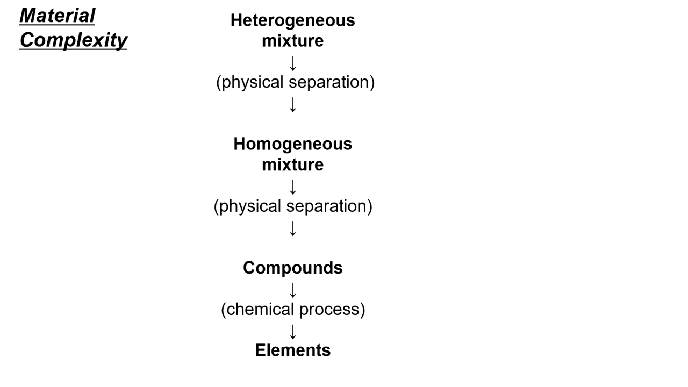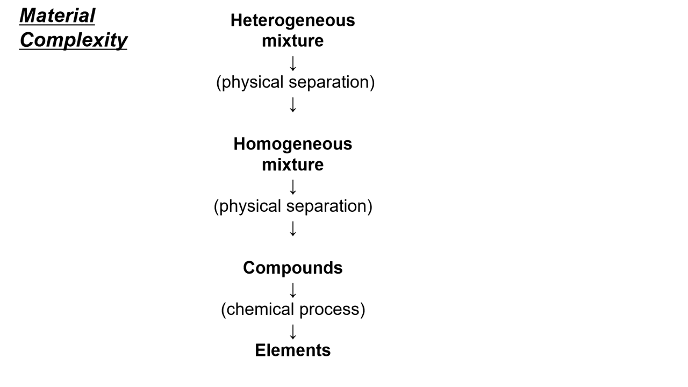So the most complex substances we have are heterogeneous mixtures, okay? For example, our GI Joe would be a heterogeneous mixture. It's composed of multiple substances, and we can physically separate out all the different parts, okay? Now, a homogeneous mixture is something that is uniform throughout its composition, but it still is composed of multiple substances.